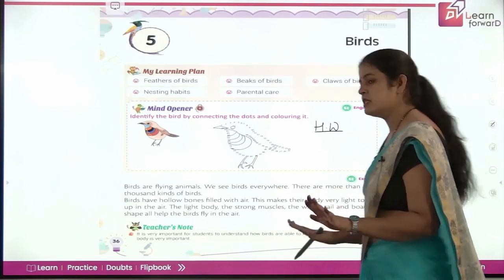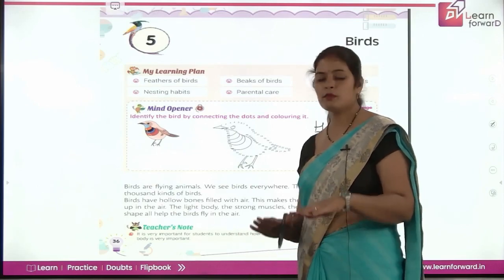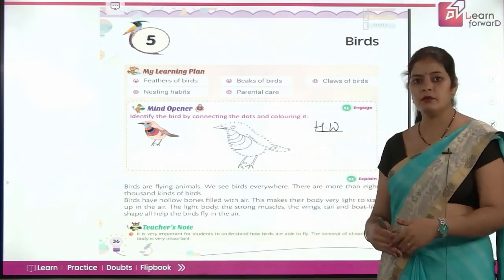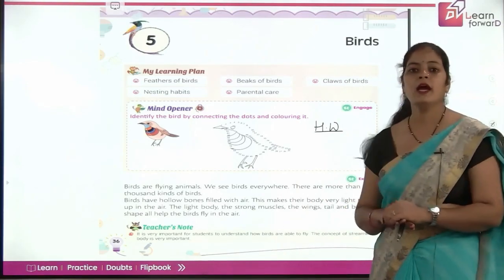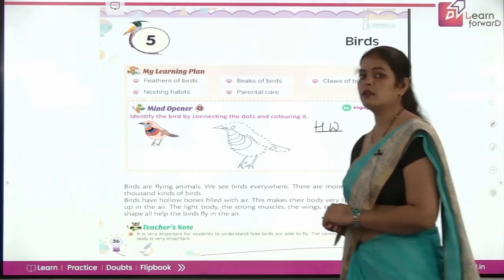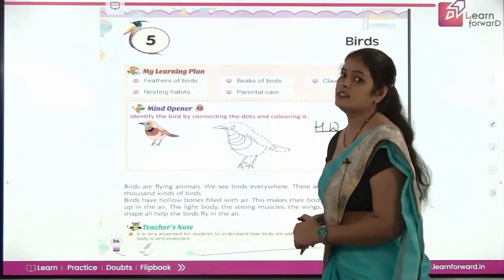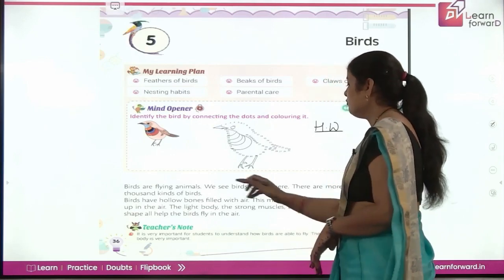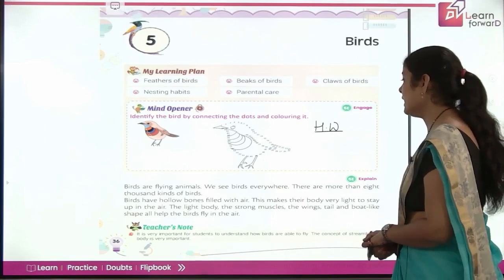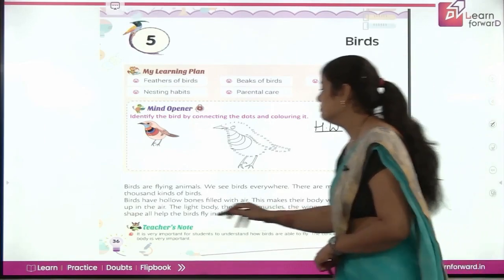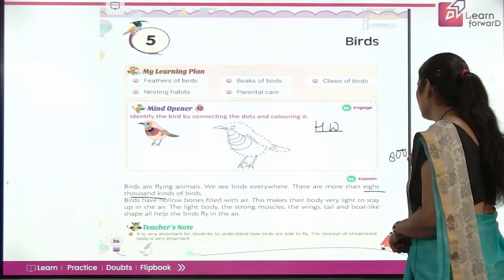Birds are flying animals. We all know that birds generally are flying animals. If you talk about living beings, only birds have this capacity to fly. And if I ask you to name any one man-made thing that can fly, it is the aeroplane. Now we see birds everywhere. There are more than 8,000 kinds of birds.